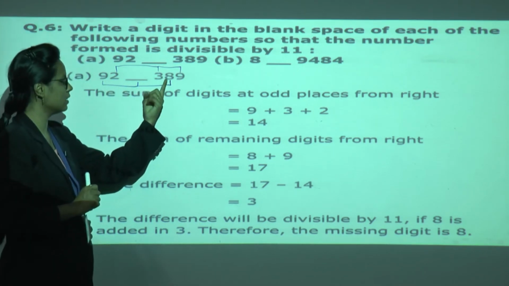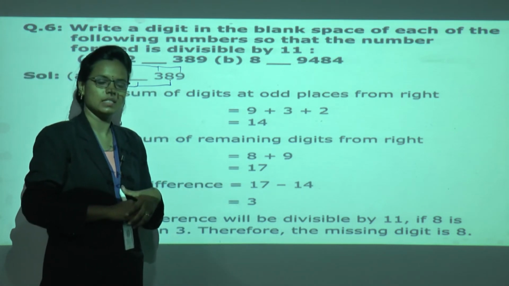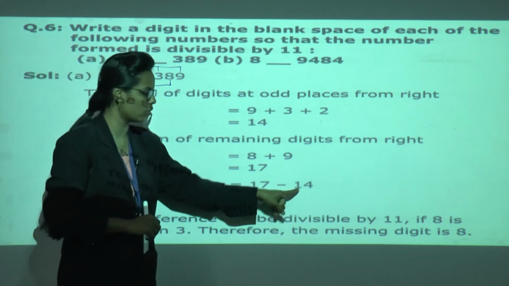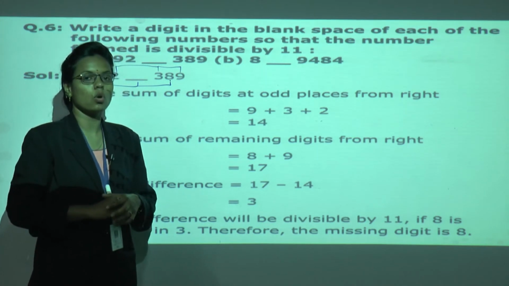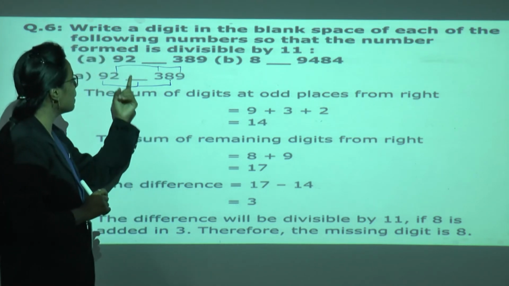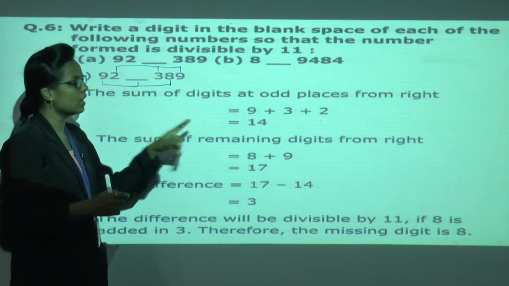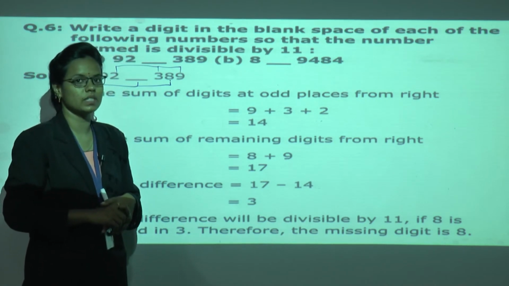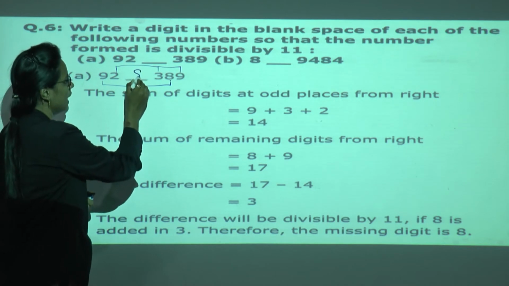So let us add this: 8 plus 9, we get 17. So let us subtract this. The difference is 17 minus 14, which is 3. So the question is, what number can be added here so that the number is divisible by 11? So the number is 8.